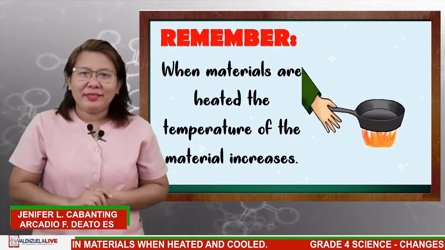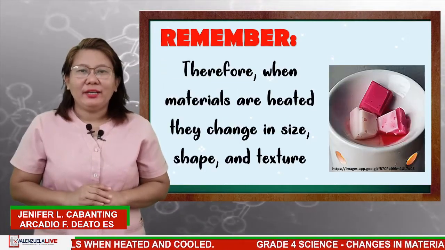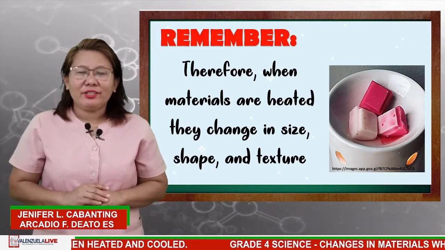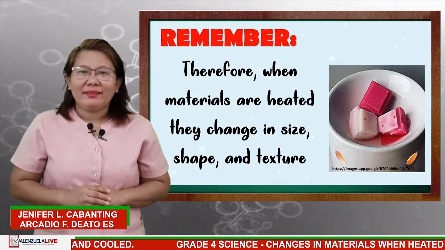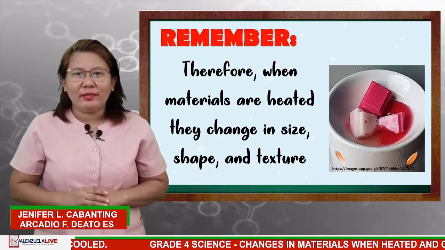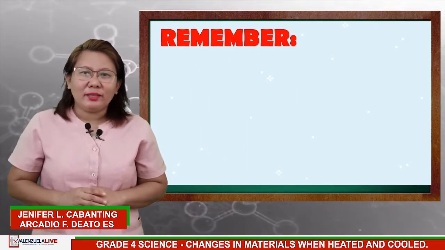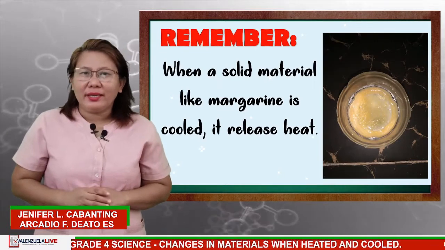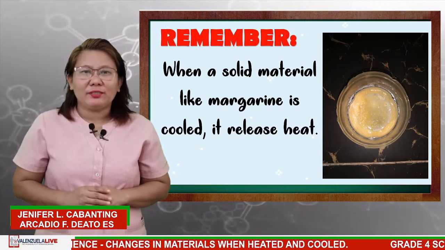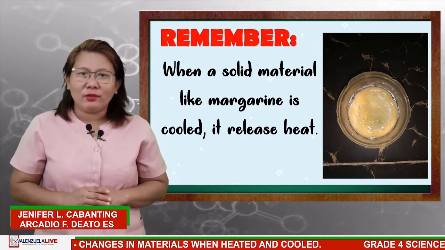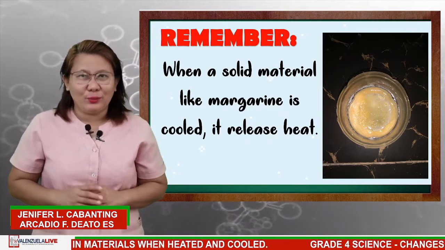Remember, when materials are heated, the temperature of the material increases. Therefore, when materials are heated, they change in size, shape, and texture. When heated, they change form from solid to liquid, liquid changes to solid. And when a solid material like margarine is cooled, it released heat. The heat removed from the material, causing the material to change its form from liquid to solid. The material also changed its size, shape, and form when cooled.